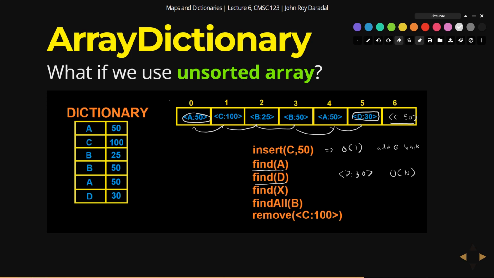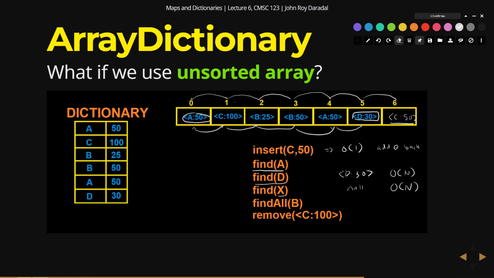And then even worse is when the key does not exist. So find X, so you start at index 0. Is this X? No. Is this X? No. It's not X. It's not X. It's not X. And you've reached the end of the array, so you'll return null, right? Since X was not found, this is also O of n, right?